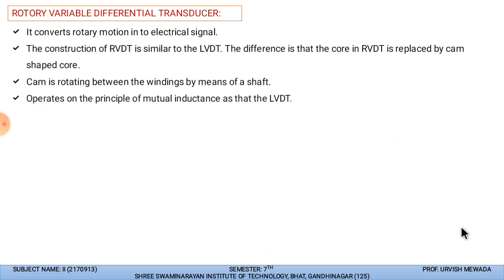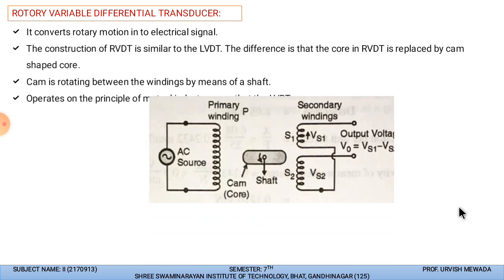Now it operates on the principle of mutual inductance, because as we discussed, this is called a transformer, and this is also called a transducer. Generally the working principle is the same as the transformer. LVDT is also working on the same principle, and RVDT is also working on the same principle. That's why both operate on the same principle of the transformer.